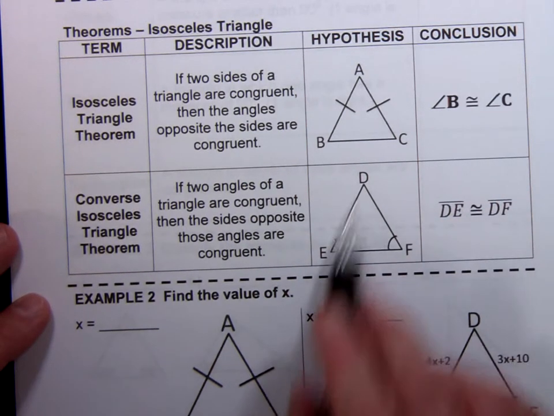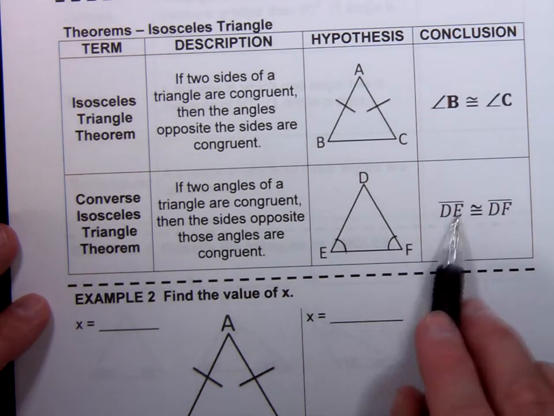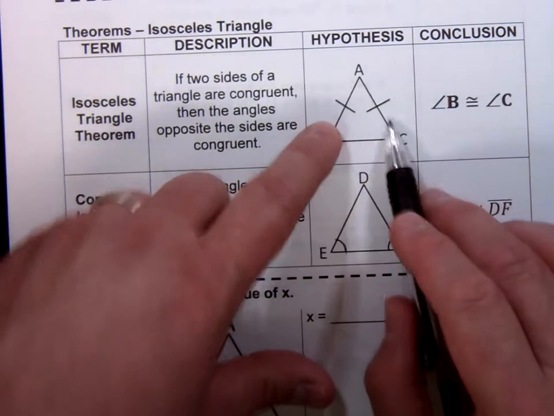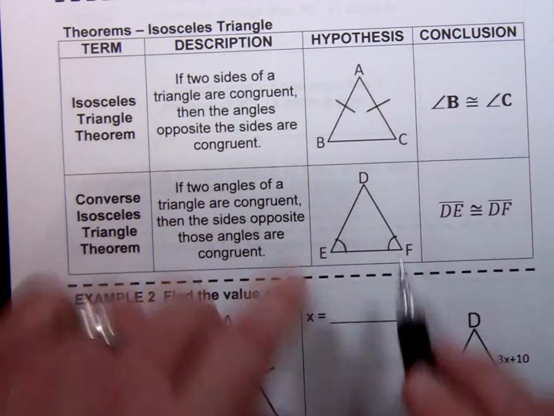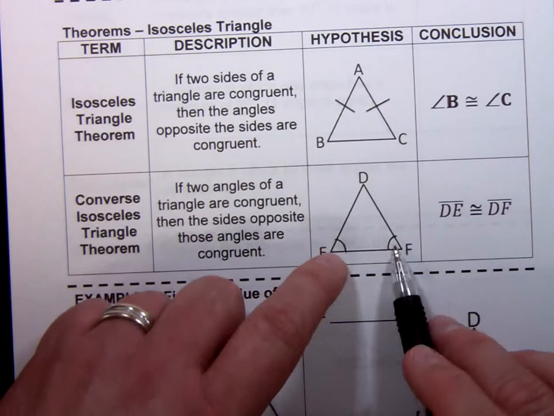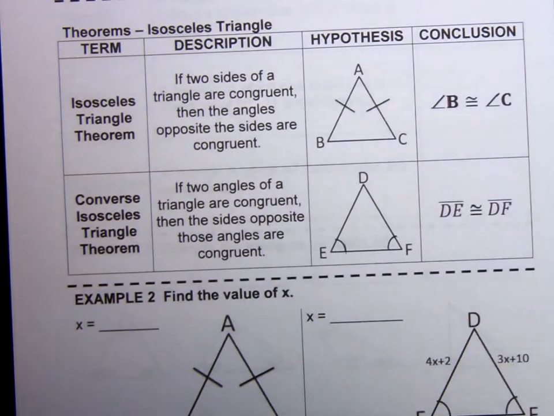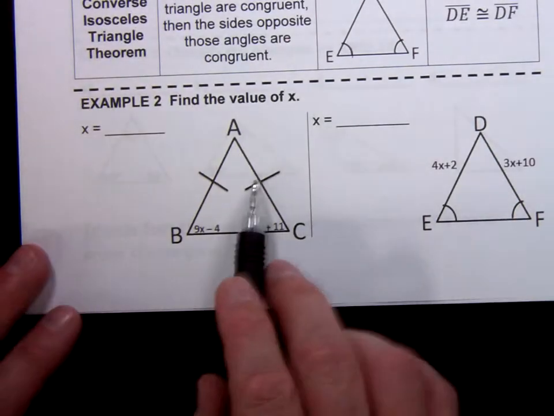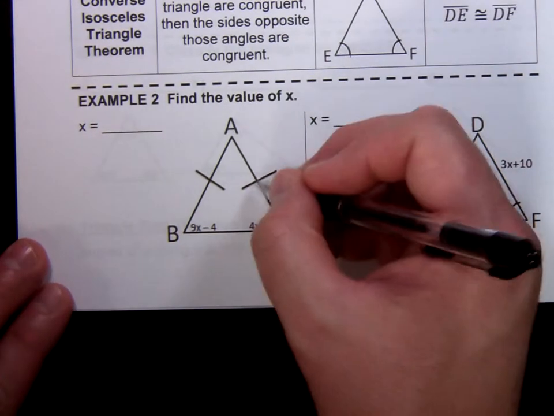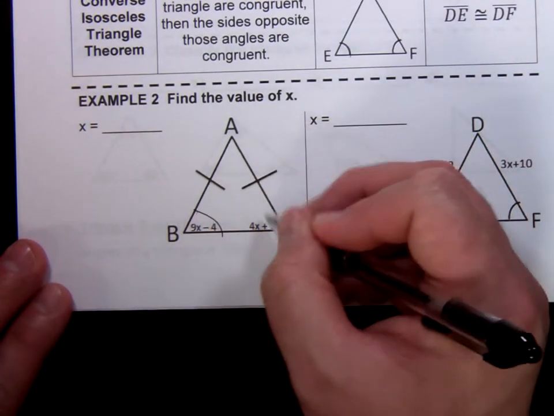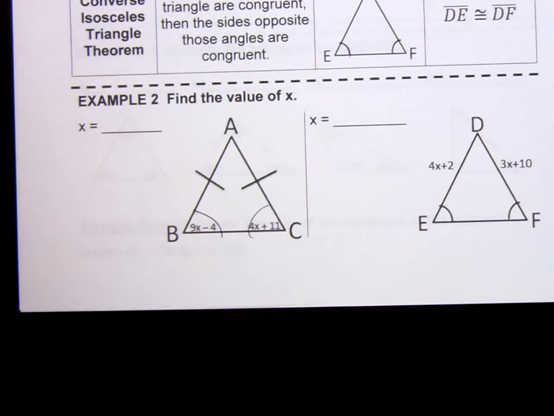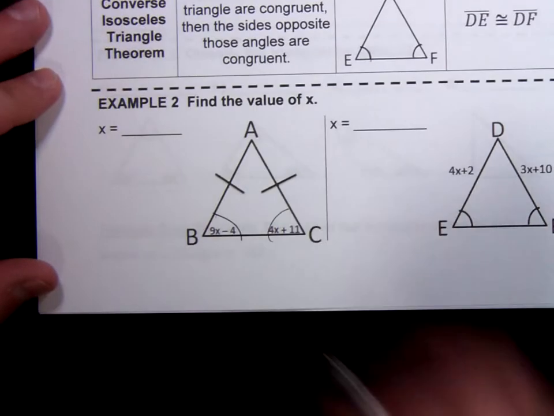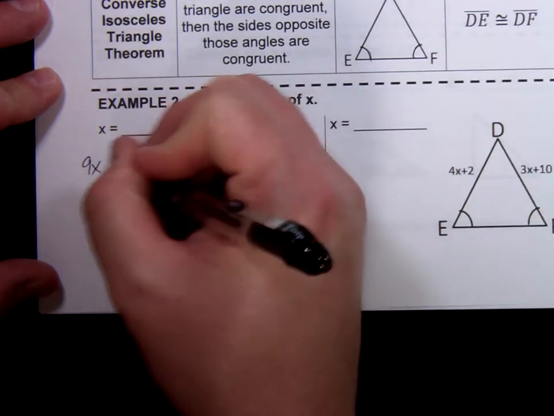So line segment DE is opposite angle F, and opposite angle E is line segment DF. So if I have two sides congruent, I know those two angles will be congruent. Converse is also true. If two angles are congruent, then I know those opposite sides will be congruent. Okay, so down here, as soon as I notice that these two sides are congruent, I know the angles opposite those sides have to be congruent based on the isosceles triangle theorem. So these two angles are congruent. Well, anytime things are congruent, we set them equal to each other.